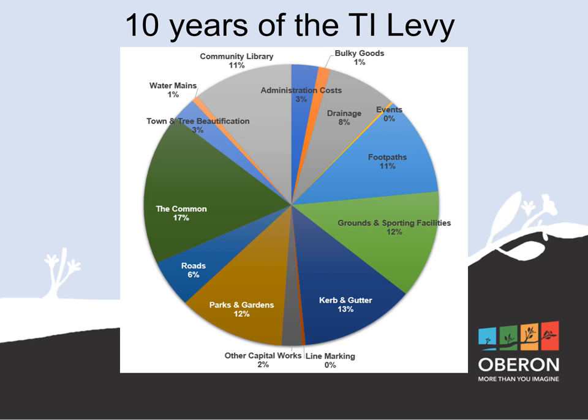While Council is considering the current structure of the Town Improvement Levy, it is important to consider what the Town Improvement Levy has achieved within the district since inception. For the past 10 years, the levy has delivered a variety of projects. 17% has gone towards the development of the Oberon Common, 11% towards the Oberon Community Library, 8% on drainage. There's been a significant amount of work on footpaths and curb and gutter development under the levy. So it's not as if the Town Improvement Levy has not been successful in the district. The question is that Council is considering whether projects outside this area should now be given a chance to gain extra funding and resource allocation.